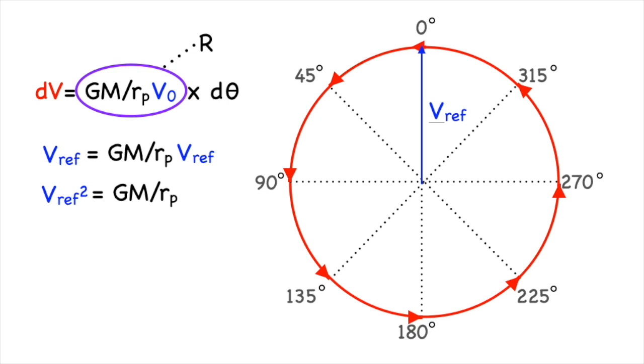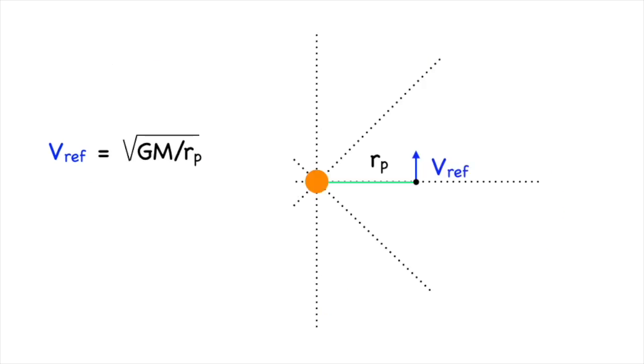V reference squared equals GM divided by r sub p. So V reference equals the square root of the quantity GM divided by r sub p. So now we go back to our real space diagram and we draw in V reference as shown here.